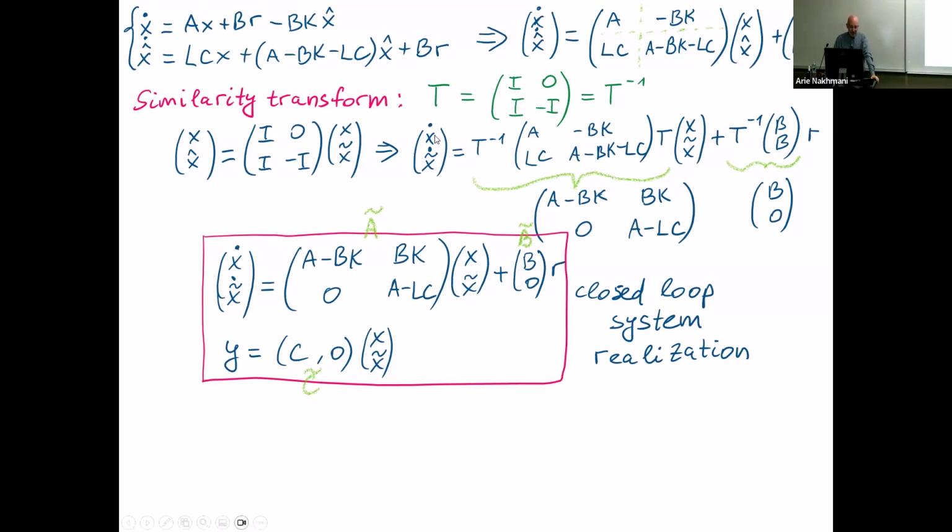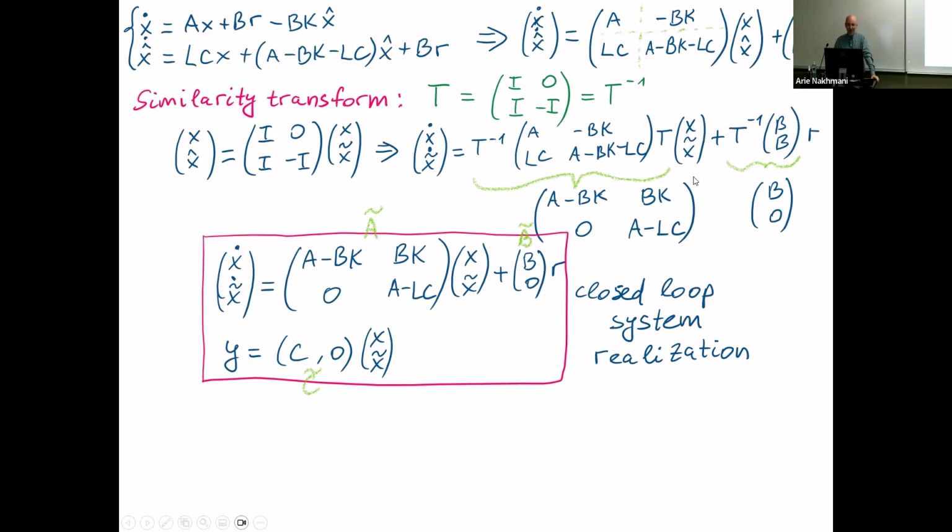So I'm writing these equations for the error, how the error is changing in time, and this is how the actual state is changing in time, given that you have an estimator in the loop. And let's see how it works. So this is T inverse and T on that side. Remember, similarity transform is T inverse AT. This is how you convert from one representation to another, okay? And this is that original matrix that I'm talking about of your system in closed loop. This is your closed loop system with observer.